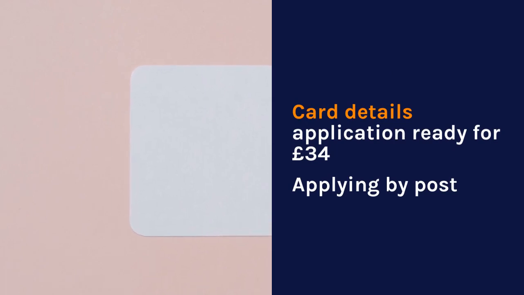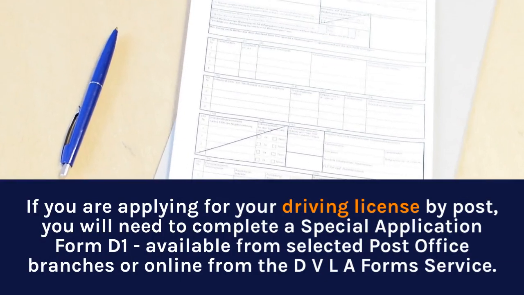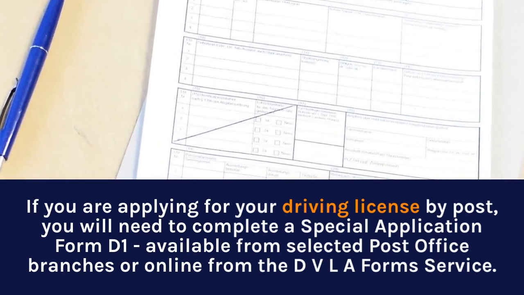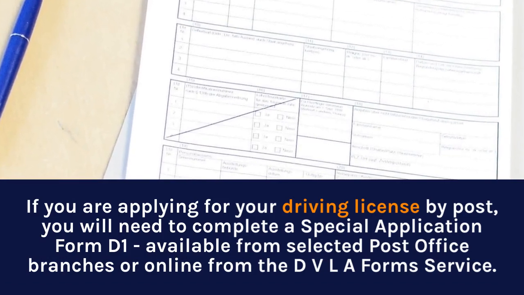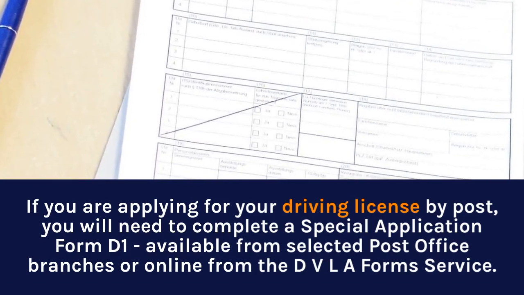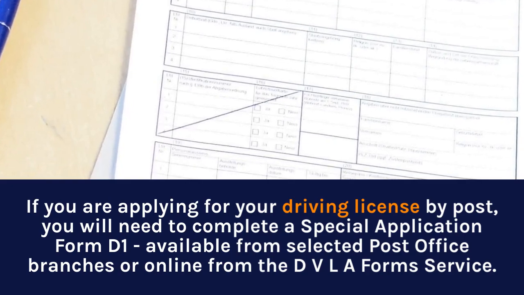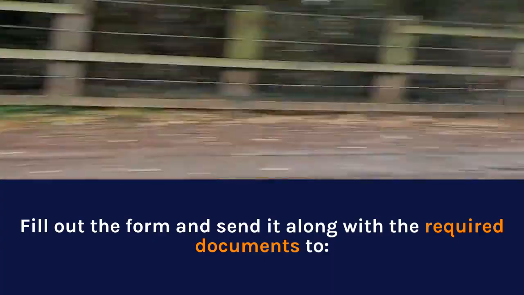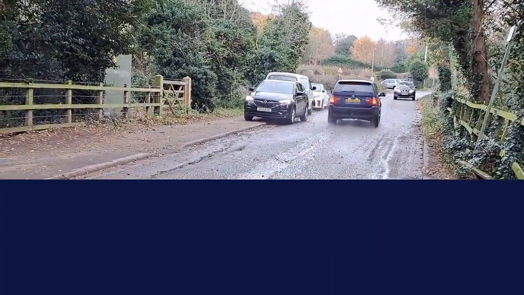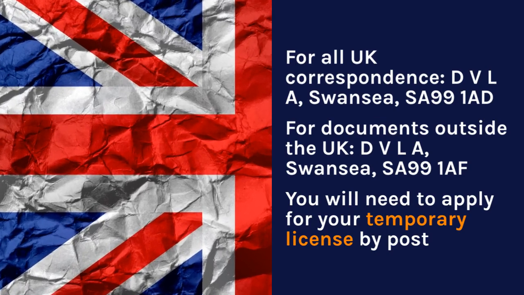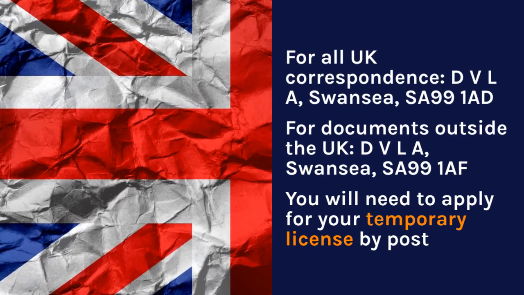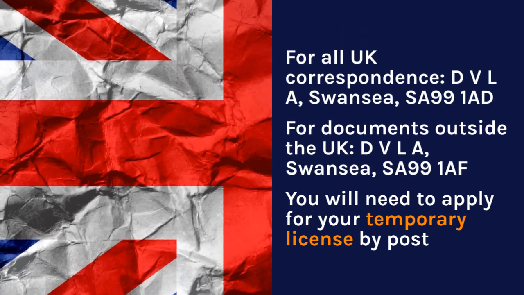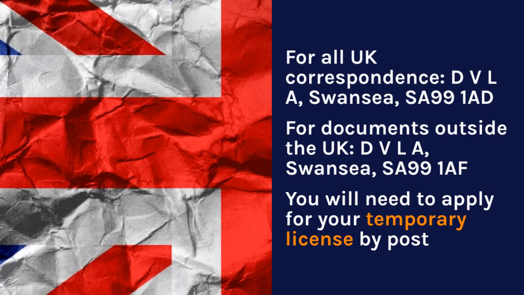Applying by post. If you are applying for your driving licence by post, you will need to complete a special application form D1, available from selected post office branches or online from the DVLA forms service. Fill out the form and send it along with the required documents to: for all UK correspondence, DVLA, Swansea, SA99 1AD; for correspondence outside the UK, DVLA, Swansea, SA99 1AV.